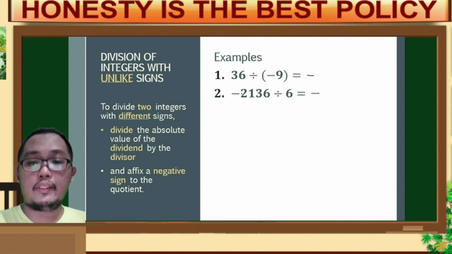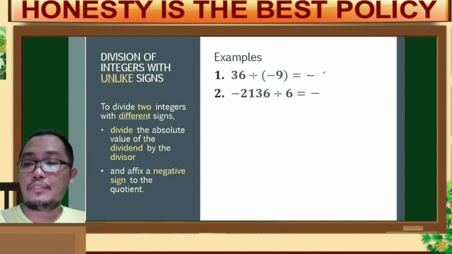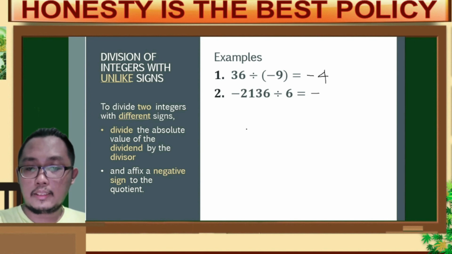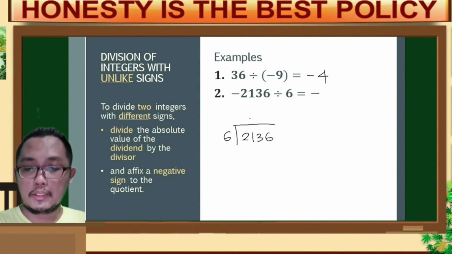And let us try to divide these two numbers together. So 36 divided by 9 will give us 4. So the final answer is negative 4. While for the other one here, let us do some scratch work. So writing only the absolute values like this. And now let us try to divide.